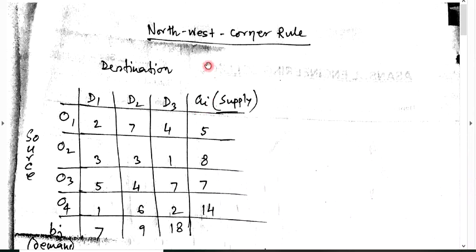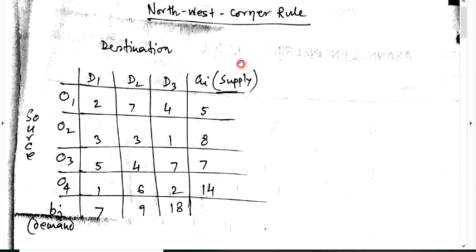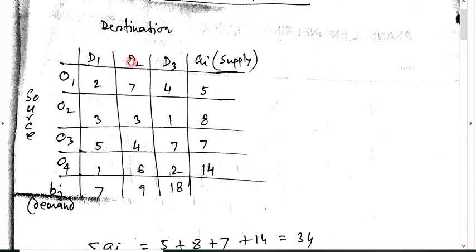Good afternoon, everyone. Here we are discussing the northwest corner rule, which is a method of finding an initial basic feasible solution for a transportation problem. This is my given matrix where destinations are D1, D2, D3 and sources are O1, O2, O3, O4. So there are 4 rows and 3 columns in the matrix.